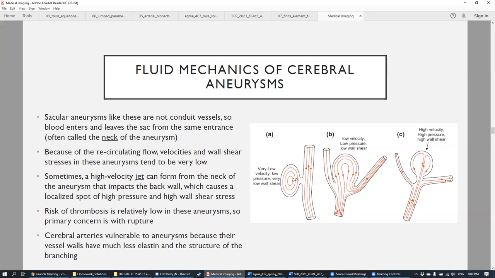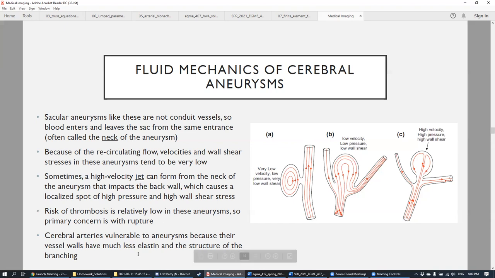And because the wall shear stress in these aneurysms is so abnormal compared to the blood vessel, a lot of the leading theories are basically trying to link these wall shear stresses, either high wall shear stress or low, with risk of rupture. And as I mentioned last time, these tend to happen often in the cerebral arteries because of the geometry and also the chemical structure of the vessel walls.